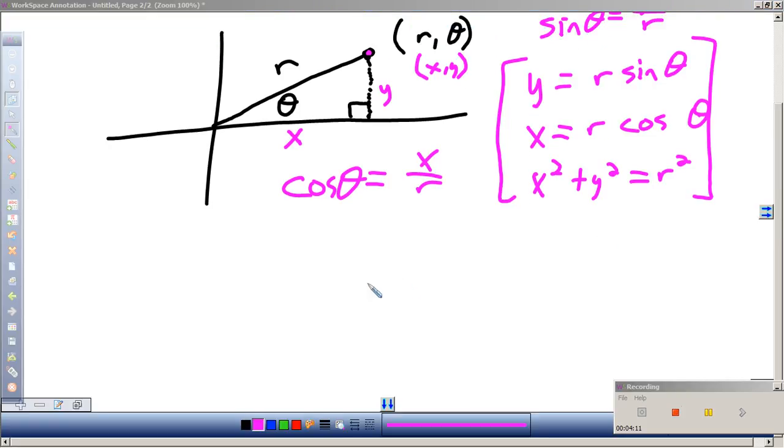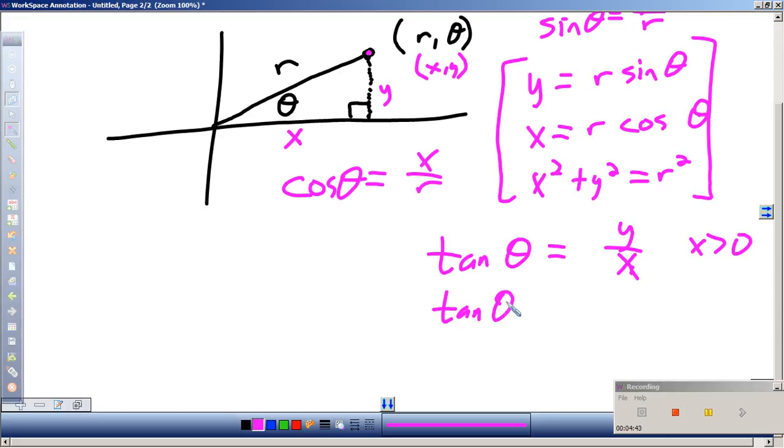Now, we talk about tangent. What would the relationship with tangent be? The tangent of theta equals y over x. And we're going to put a restriction there when we're dealing with polar coordinates. This is for x greater than 0. We're going to use this one. And tangent of theta equals y over x, plus pi, if x is less than 0. Where's the r? Is there an r when you deal with tangent?